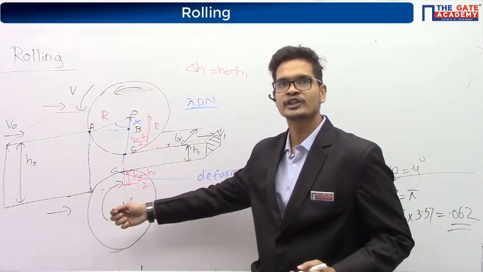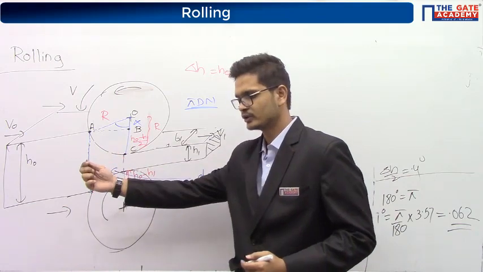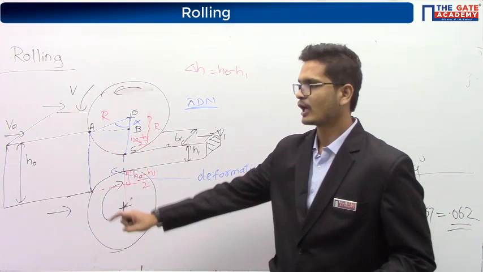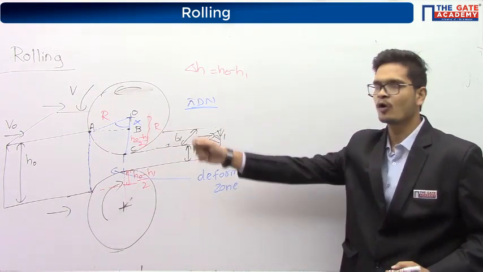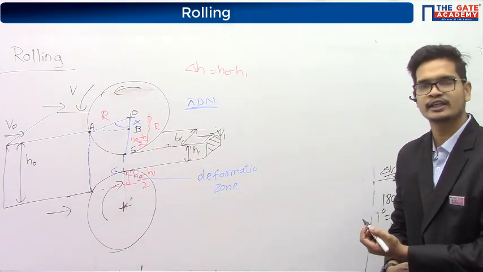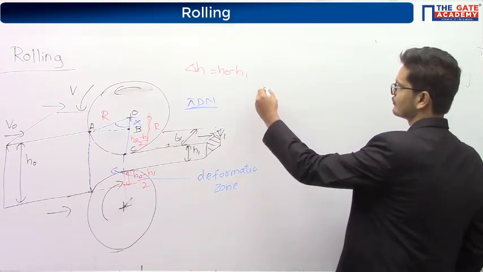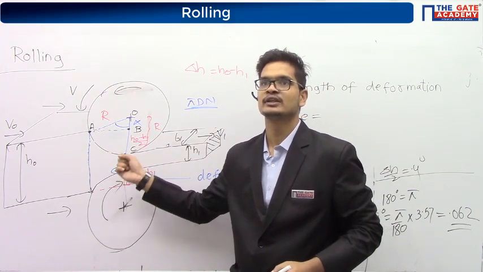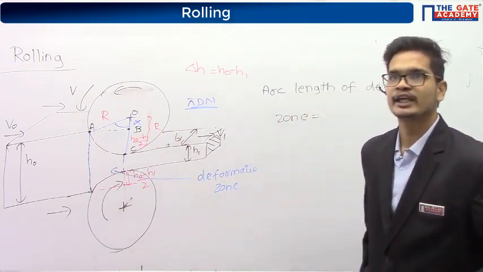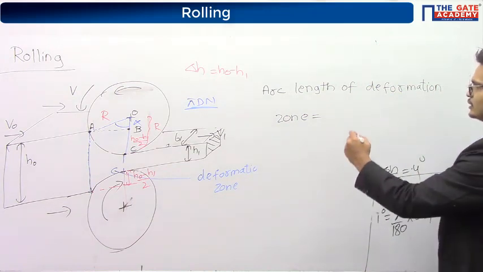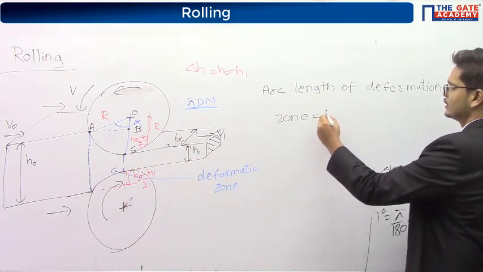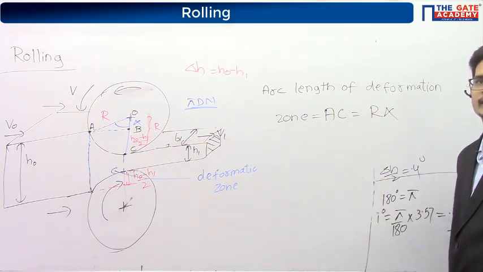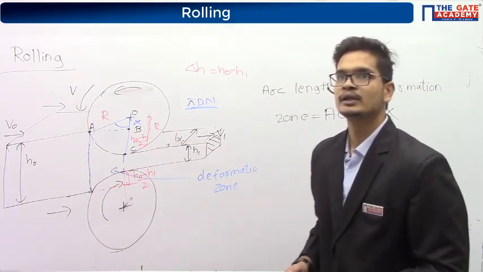If I ask you what is the arc length of deformation zone? Out of A, B, C, O, which length will tell us the arc length of deformation zone? The arc length of deformation zone will be AC, right? Very good. It will be R into alpha.